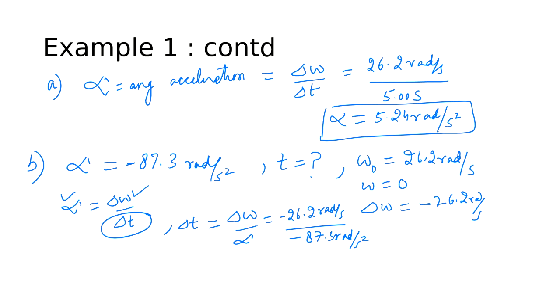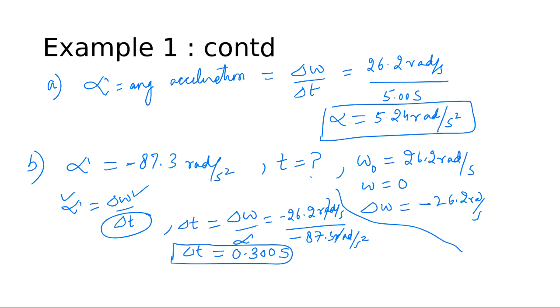So when you work on these units, you will get the value as seconds. And in the end, you get an answer of delta t equivalent to 0.300 seconds. She must have really slammed the brakes hard to stop it in such a short interval of time. So that is how you do these problems.